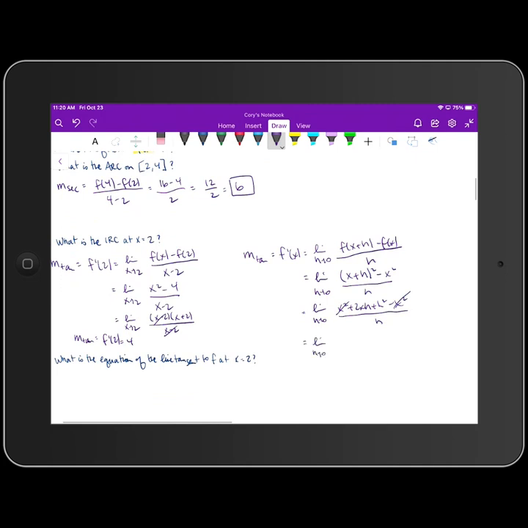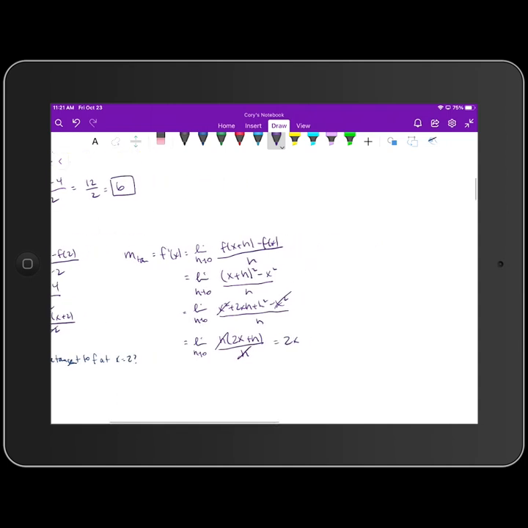So this becomes the limit as h goes to 0. And when using the difference quotient, we should always be able to factor an h out of our numerator. When I do so, that leaves me with 2x plus h all over h. So I can cancel that factor of h, and that leaves me with 2x plus h, and I can use direct substitution. When I plug 0 in the place of h, that's going to make that limit equal to 2x.